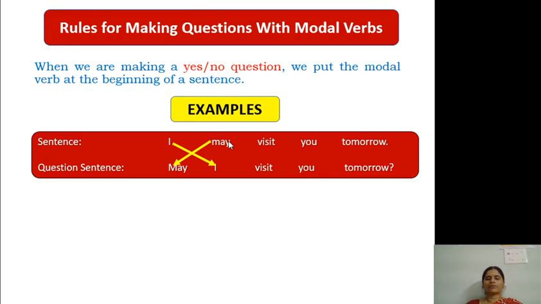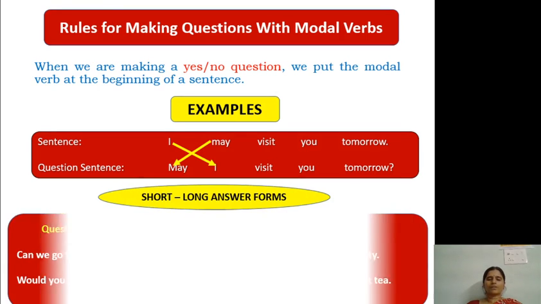Of course, when we just make it a sentence, what we do is this auxiliary verb takes the first place and it is followed by the subject. The remaining part of the sentence would be the same. So, may I visit you tomorrow? This would be the question structure.